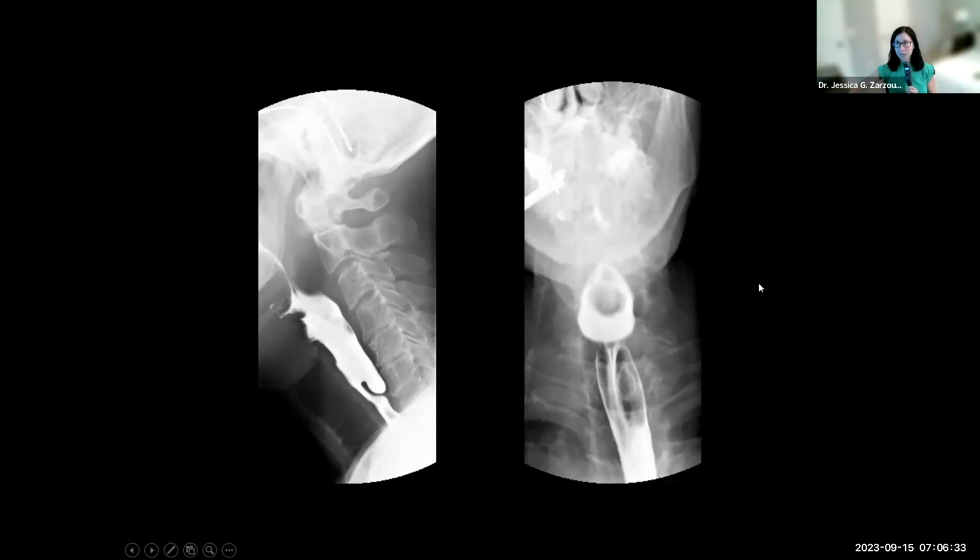It's the most common type of esophageal diverticulum, more common in the older population, and patients will present with dysphagia and halitosis and symptoms of regurgitated undigested food.